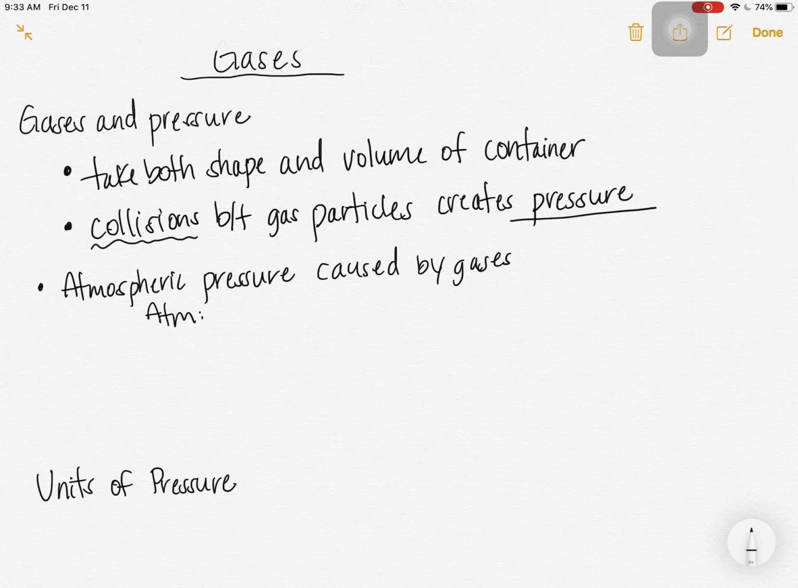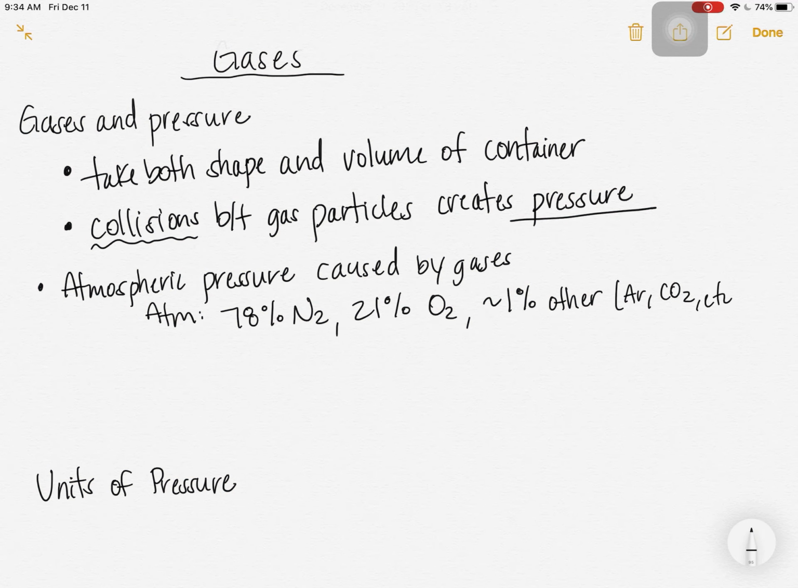And this is just useful knowledge. Our atmosphere, most people think it's mostly oxygen. That's false. It's actually mostly nitrogen by a whole lot. It's about 78% nitrogen. Oxygen is the number 2 gas. It's about 21% O2. And that only leaves us about 1% of some other gases that don't amount for a whole lot, things like argon and carbon dioxide. There's some others, but those are the main ones. So we have atmospheric pressure caused by the collisions of the gases in our atmosphere.